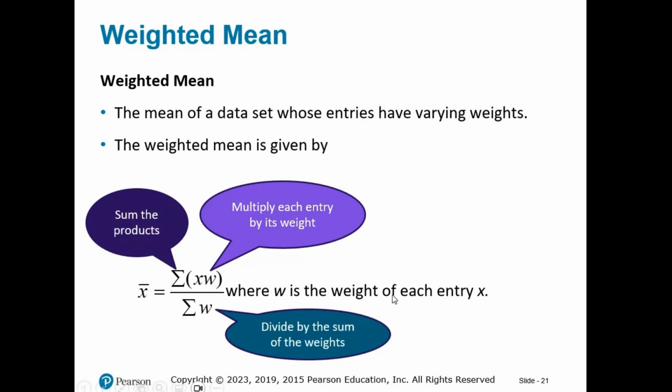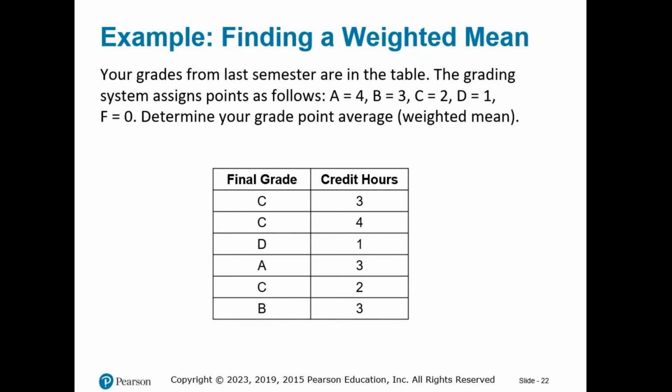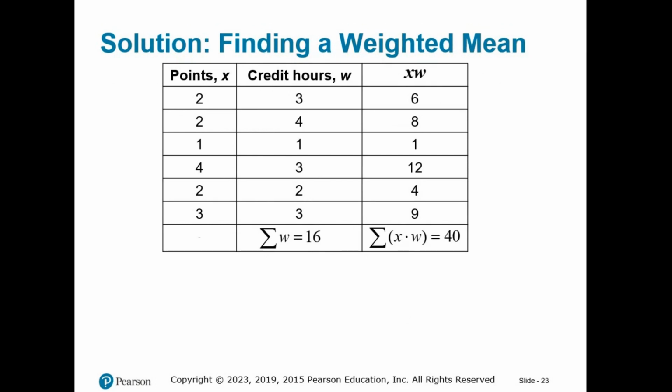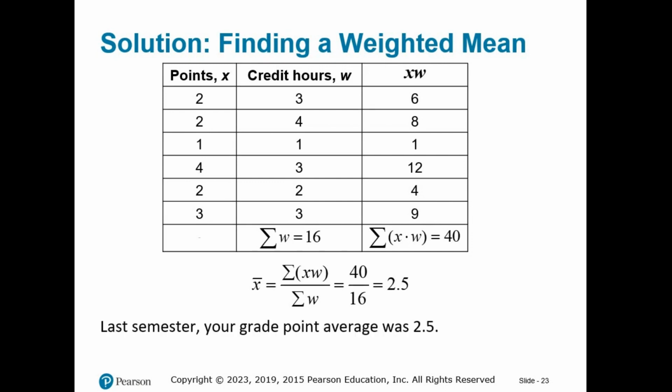Let's do an example. Your grades last semester are in the table. The grading system assigns points as shown. A is worth 4 points, B is worth 3 points, and so on. Find your grade point average. Your grades are the data values. The credits each class is worth are the weights. So row by row, we multiply the points associated with each grade by its weight. Then we sum up the products and weights independently. Then we divide the sum of the products by the sum of the weights. And it turns out that last semester, your grade point average was 2.5.